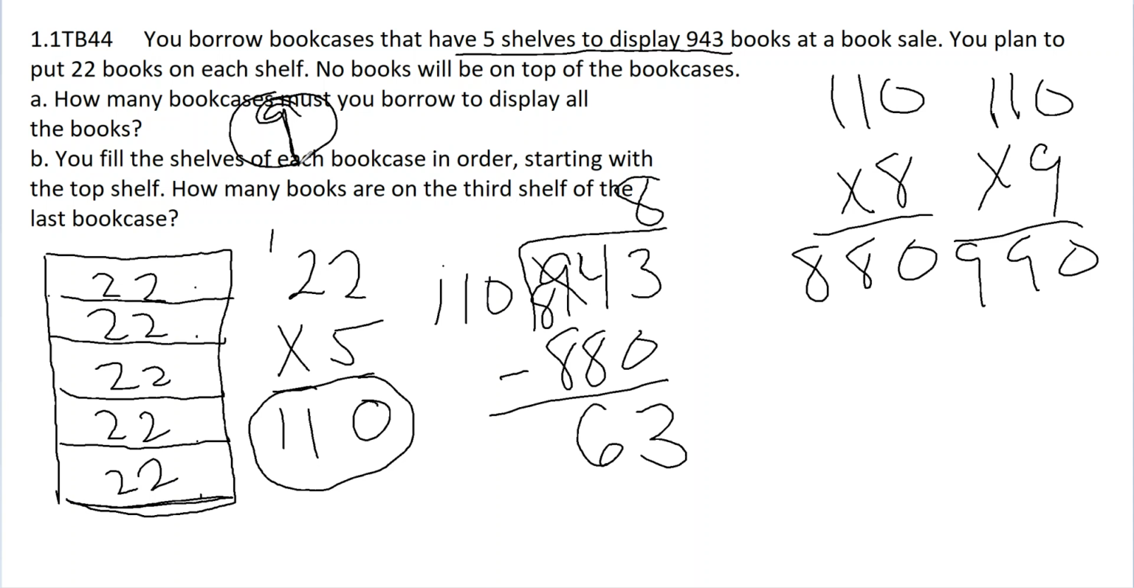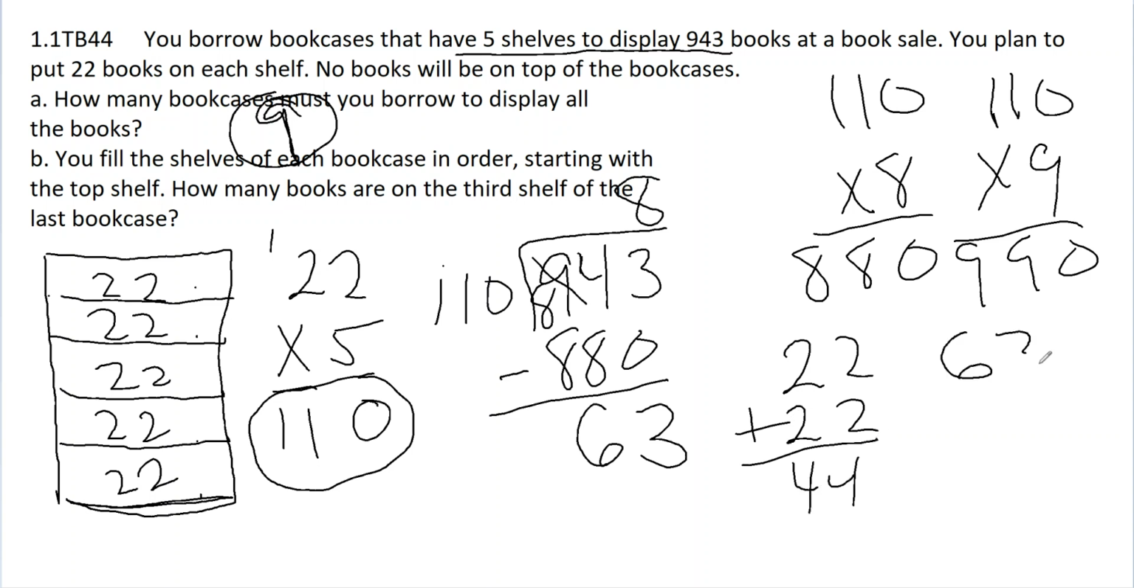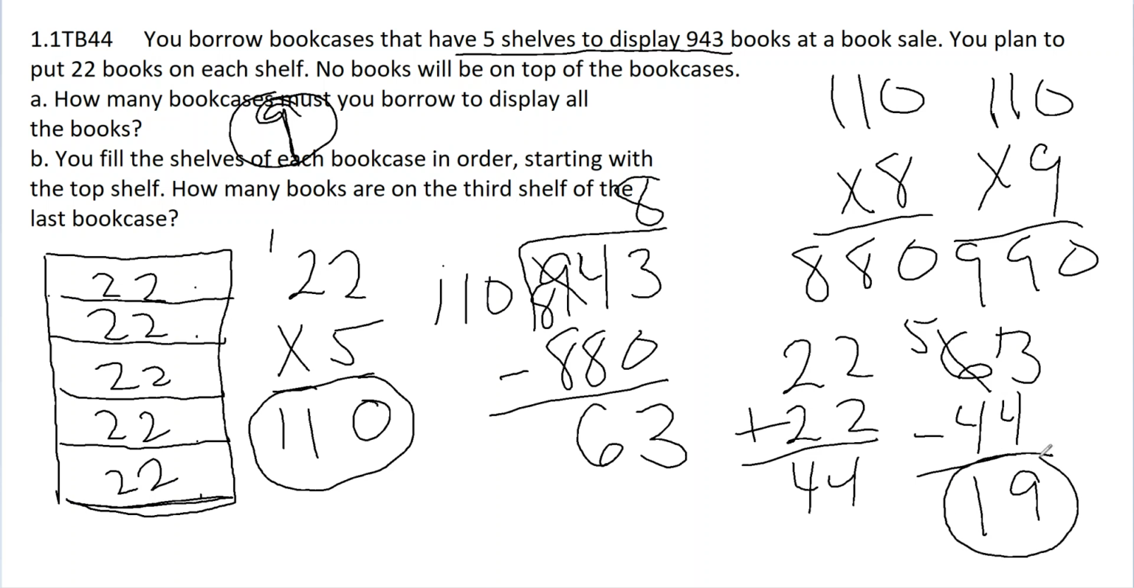So if you think about it, we're going to put 22 on one shelf, 22 on the next shelf, for a total of 44. So if we had 63 left over and subtract those first 44, what are we going to end up with? 13, 12, 11, 10, 9. So we end up with 19 books on that third shelf.